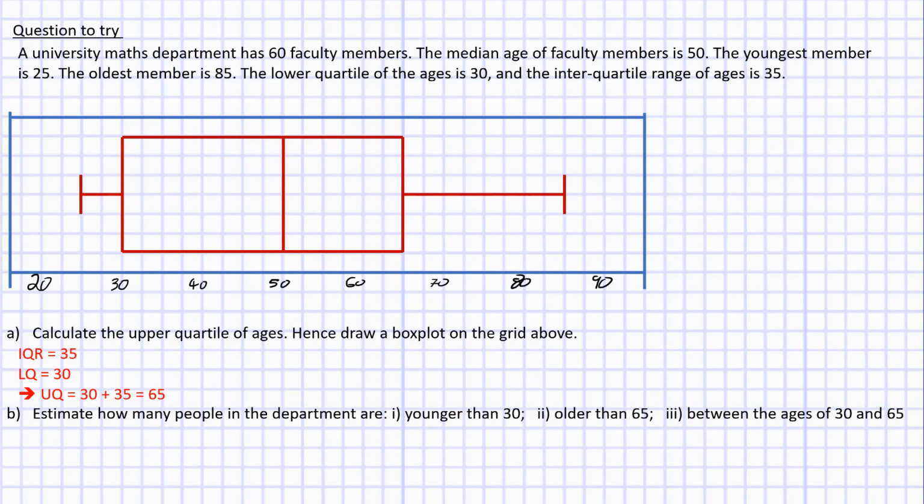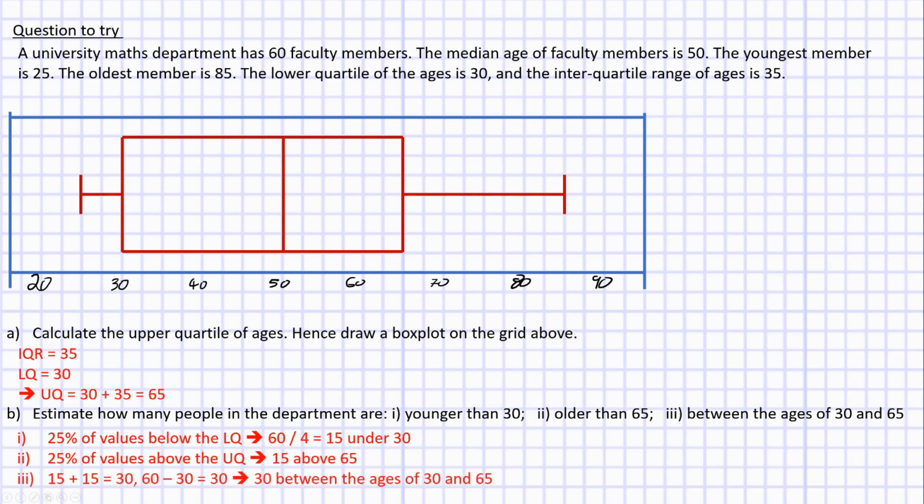I want to estimate how many people in the department are younger than 30, so basically less than the lower quartile. 25% of values are below the lower quartile, so this is 15 people who are under 30. 25% are above the upper quartile, so 15 above 65. And then between the ages of 30 and 65 is going to be 30, essentially 50% of people.